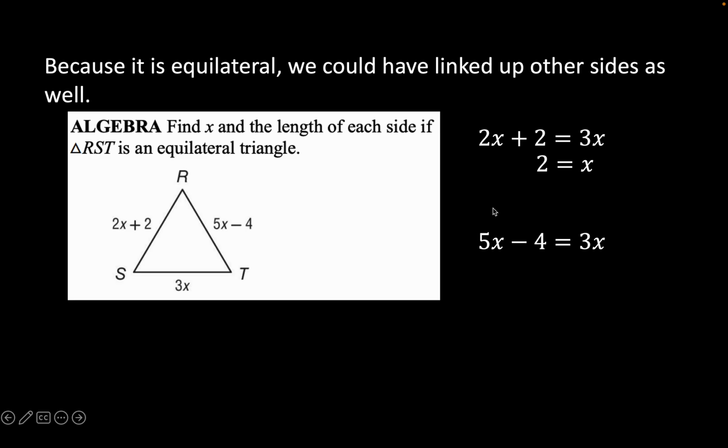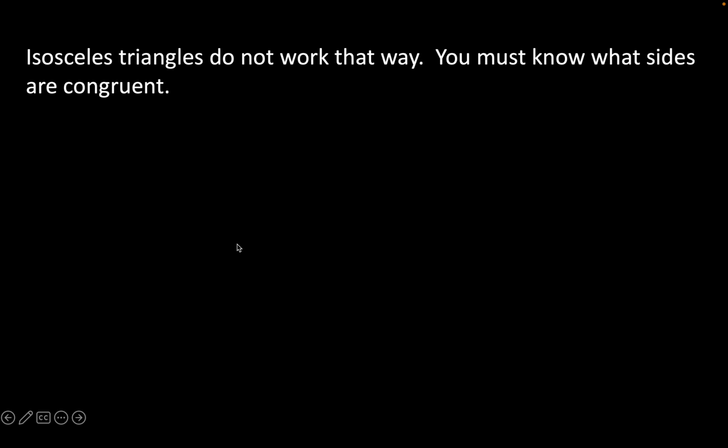Or you could have linked up the 5x minus 4 to the 3x, and you would have moved the 3x over here, giving us 2x minus 4 equals 0, because remember, if you subtract 3x, nothing's left. You would then add 4 to both sides, and then divide by 2 and still get 2. So no matter what happens, if it was equilateral, you could link up anything you want, which means strategically it's best to probably pick 2 of them that you think match up the best.